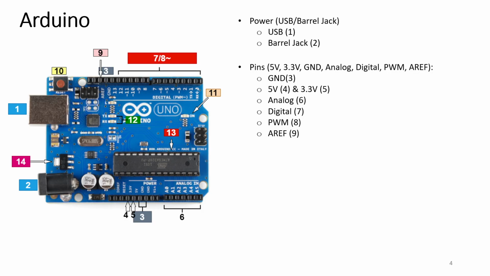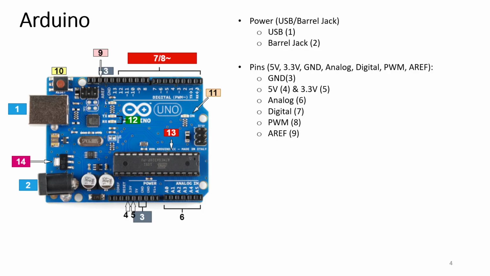The digital pins. You may notice that across from the analog pins are the digital pins, which go from 0 through 13 on the Arduino. These pins can be used for both digital input, like telling if a button is pushed, and digital output, like powering an LED.